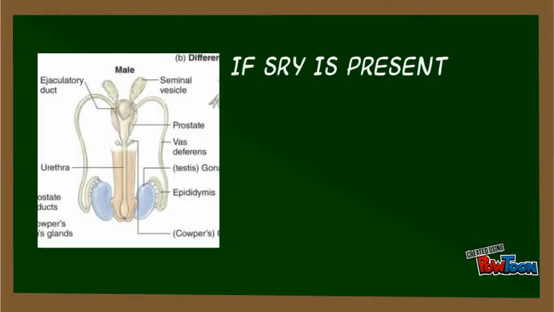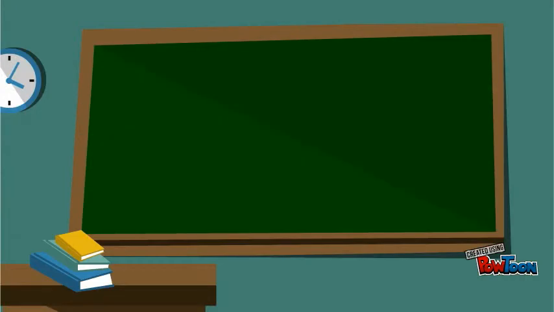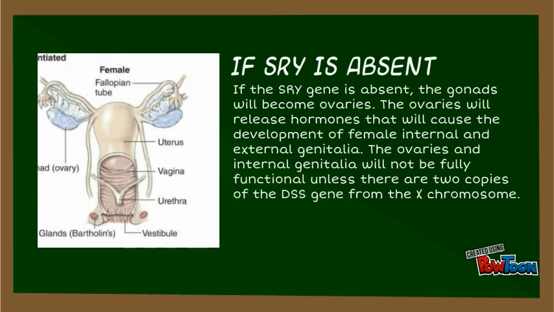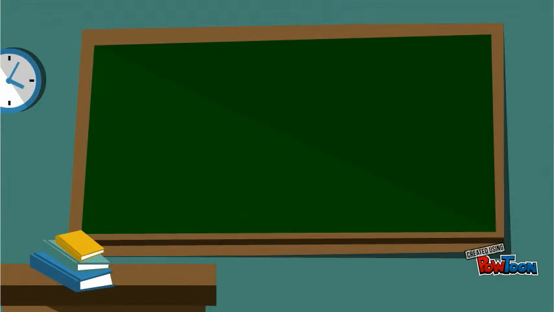So as previously mentioned, if the SRY gene is present, the gonads are going to become testes, and the testes are going to secrete hormones that will cause the development of both male internal structures and male external structures. The testes are eventually going to descend into the scrotum, and this usually happens before birth. If the SRY gene is absent, the gonads will become ovaries. The ovaries are going to release hormones that are going to cause the development of female internal and external genitalia.